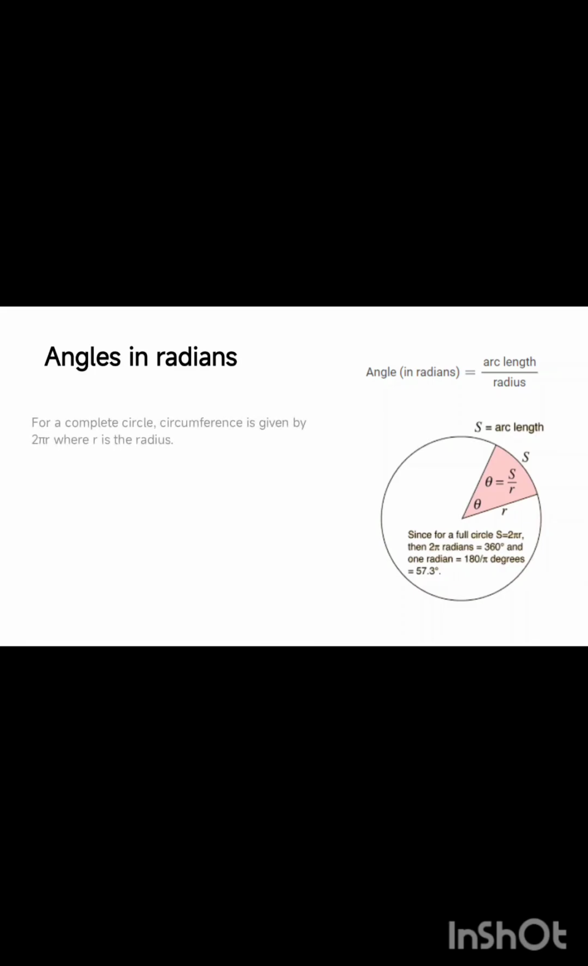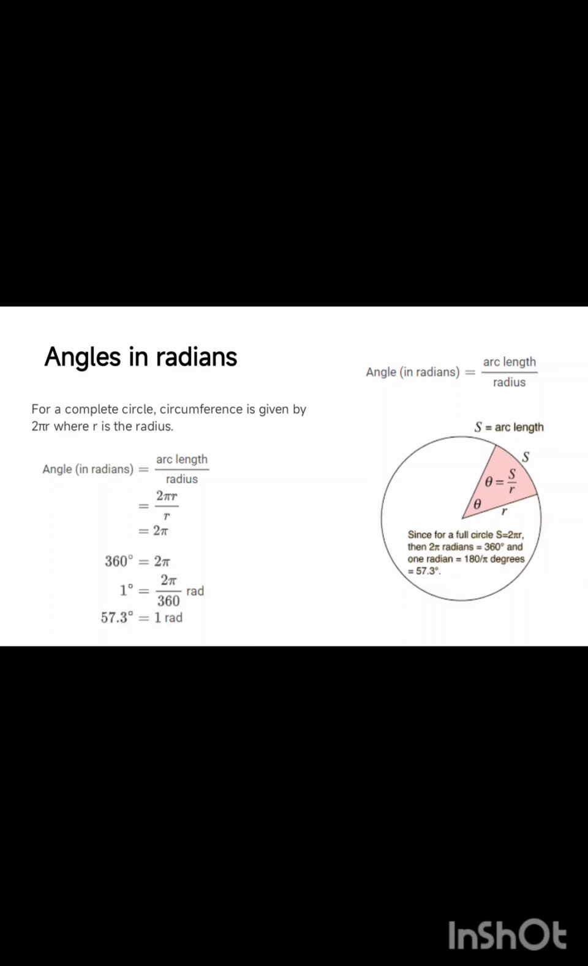Okay, so from here we can do some calculations. For one complete circle, the circumference is given by 2 pi r, where r is the radius. The angle in radian will be given by arc length over radius. So of course the arc length is equal to the circumference, 2 pi r, divided by the radius, represented by r. The radius will be cancelled out because one r is in the numerator and the other is in the denominator, and we will be left with 2 pi radian. So from here we can say that 360 degrees is equal to 2 pi radian.